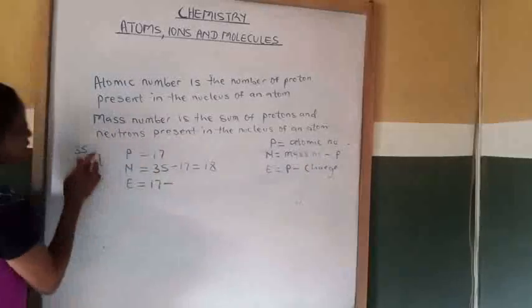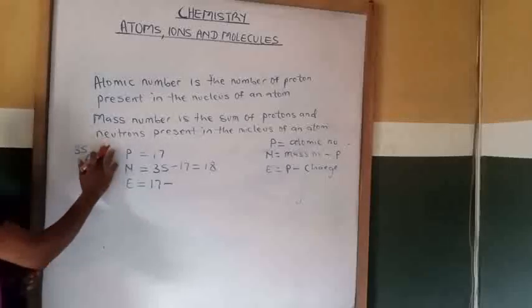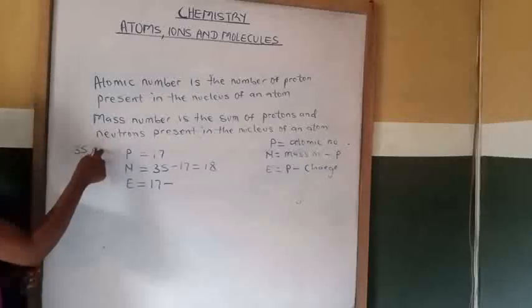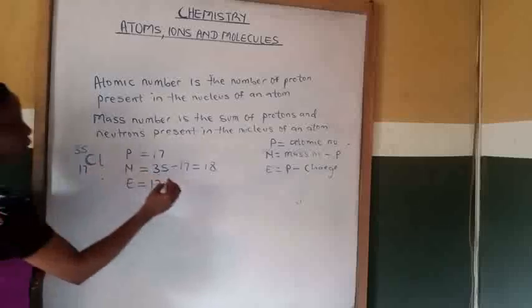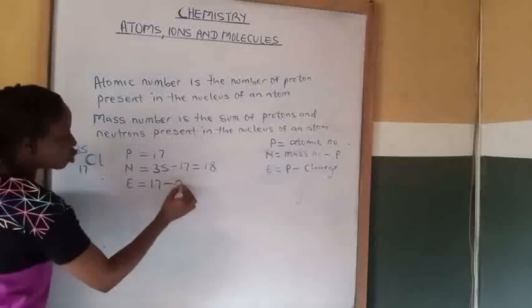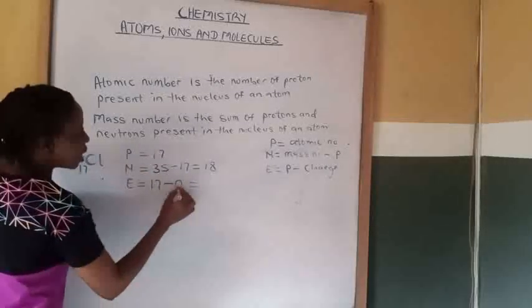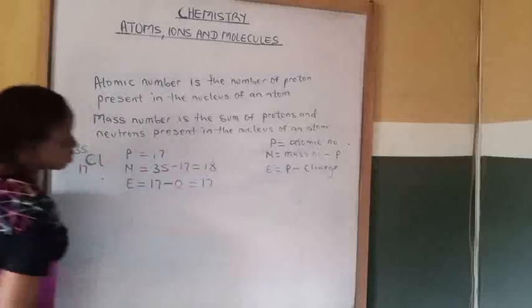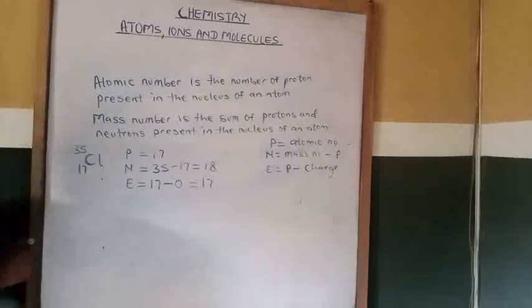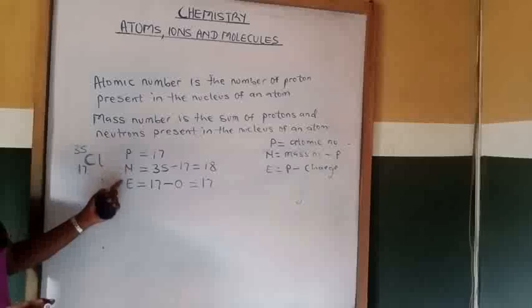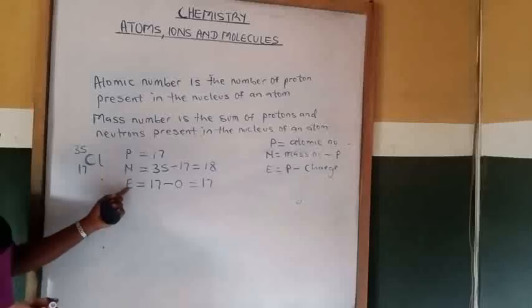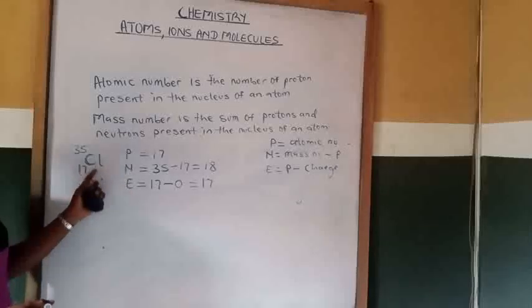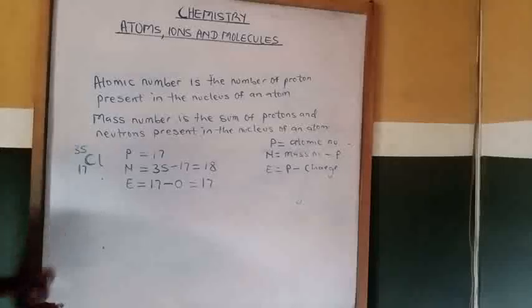Then minus, what is the charge on chlorine? It has no charge. It is neutral. So therefore, the number of charge equals 0. So 17 minus 0 will give us 17. So that is the number of protons, neutrons, and electrons for a chlorine atom or element.